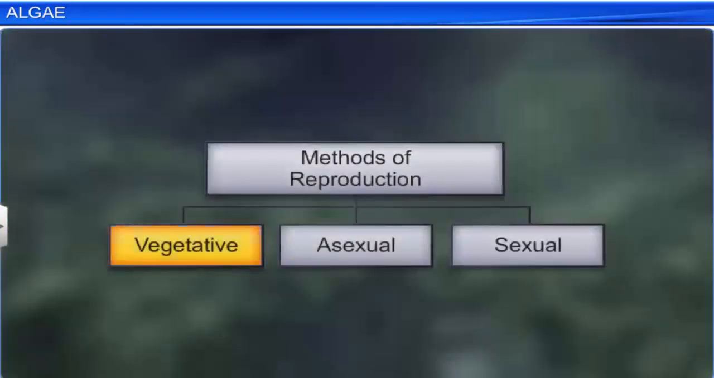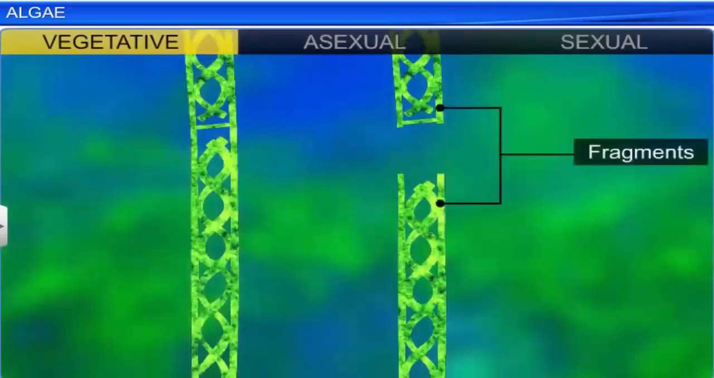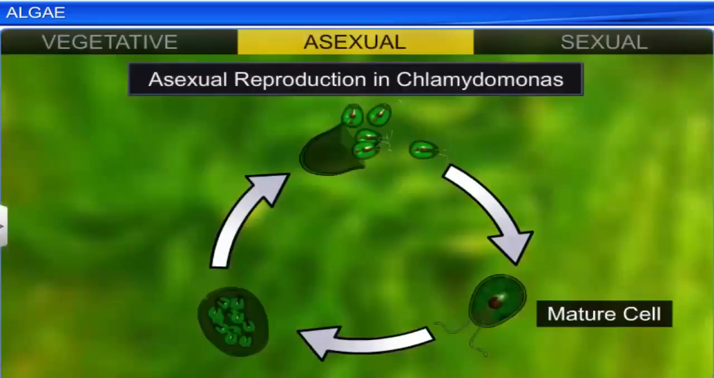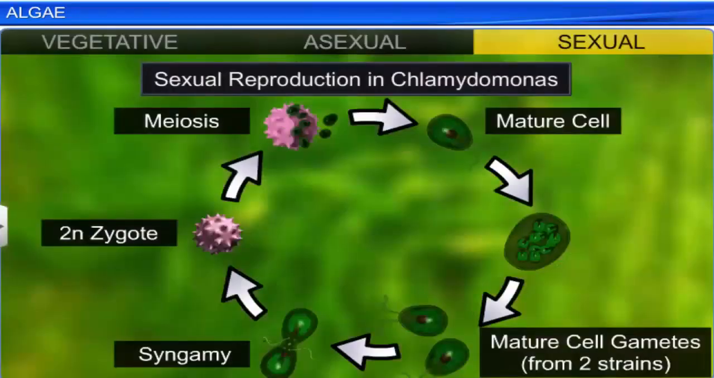Algae reproduce through vegetative, asexual and sexual methods. Vegetative reproduction occurs by the process of fragmentation, wherein each fragment develops into a thallus, while asexual reproduction takes place through spores like zoospores. These spores are flagellated and germinate into new plants. During sexual reproduction, two gametes fuse to form a new organism.